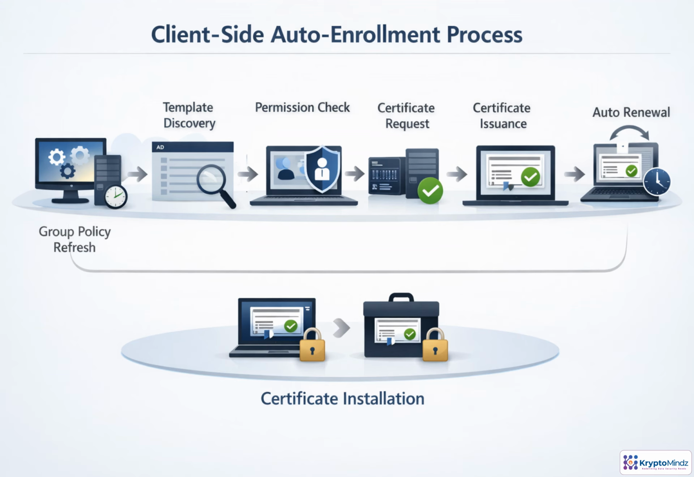Once everything is configured, Group Policy takes care of certificates at startup, logon, and policy refresh. The client first discovers applicable certificate templates and enrollment policies in Active Directory. It then checks whether the user or computer has permission to enroll. If allowed, it builds and sends a request to the Enterprise CA, receives the issued certificate, and installs it in the correct store. Later, the same sequence runs again to renew certificates automatically before they expire.